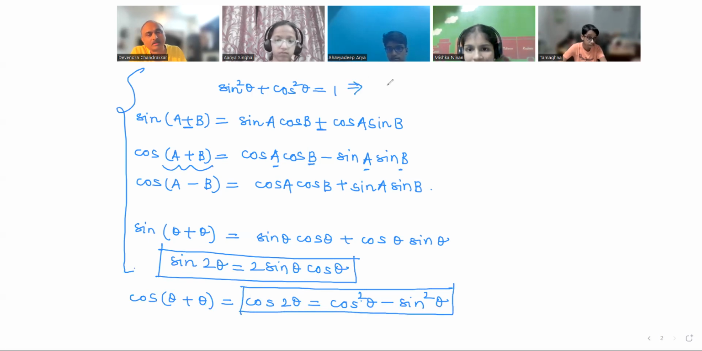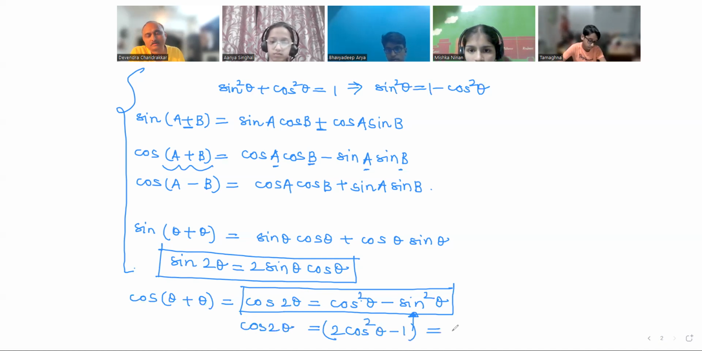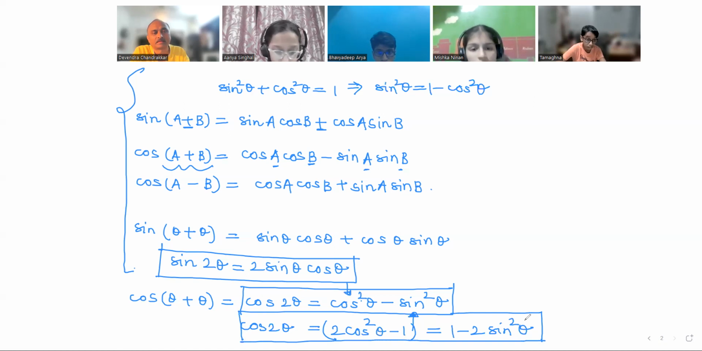But we are aware that sin square theta is 1 minus cos square theta. Yes or no? So substitute the value of sin square theta as 1 minus cos square theta. You get cos 2 theta is also equal to 2 cos square theta minus 1. Or this is also equal to 1 minus 2 sin square theta, when you substitute cos square theta as 1 minus sin square theta. Understood or not? All of you. ये इतना याद रखो, ये तुमको अभी नेक्स्ट लेवल पे काम आ सकता है. If you have any doubts, you can ask.